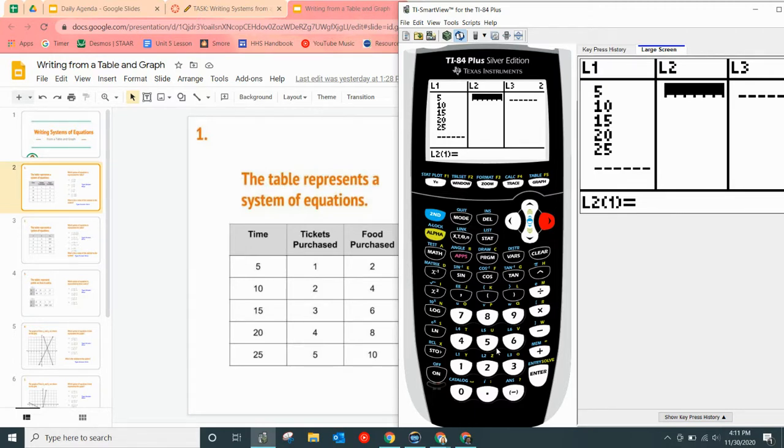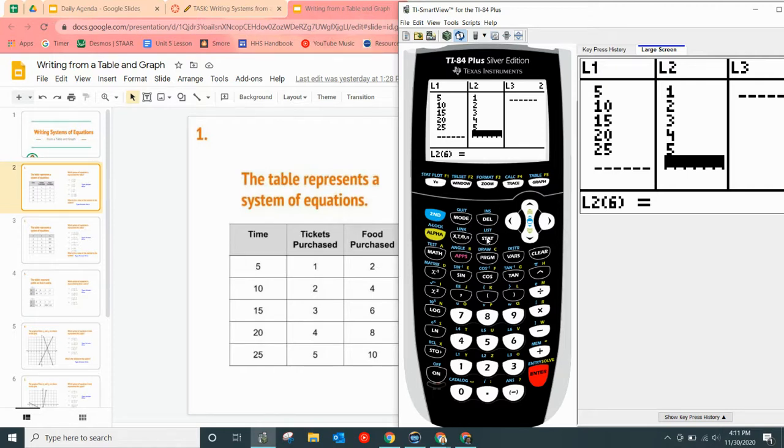But what they've done is they've given you x and y values for a system of equations all in one table. They just combined it all in one. So those are my x values, and my y values for my first equation are right here, the tickets purchased. So I would type those in first: 1, 2, 3, 4, and 5. I am not going to put the food purchased in list 3. I'm going to wait because that's y values for a second equation. So these are x and y values for my first equation.